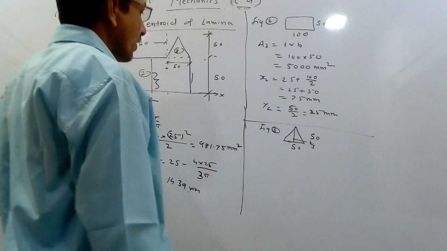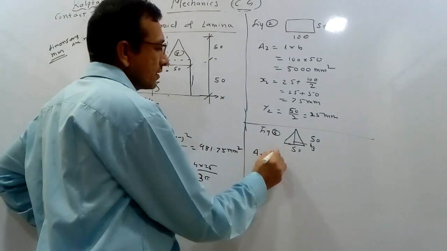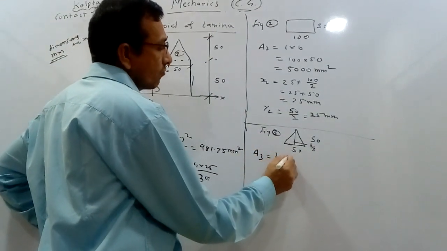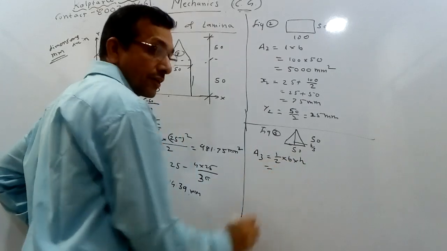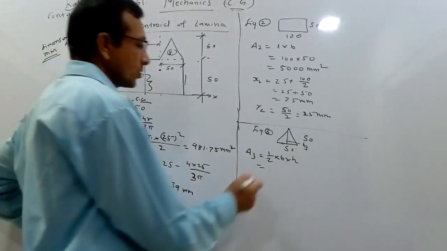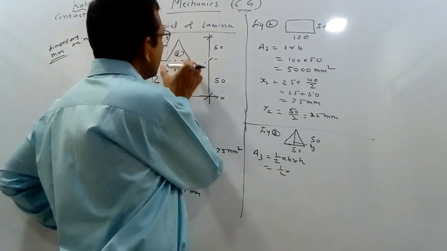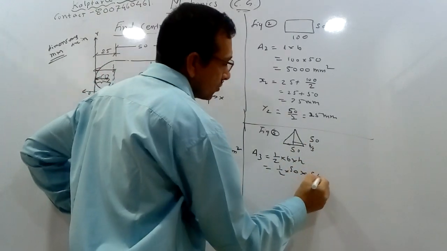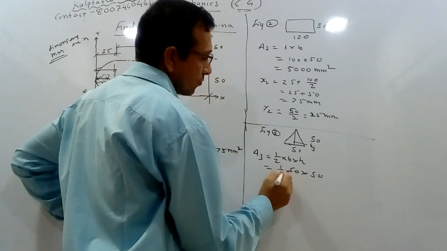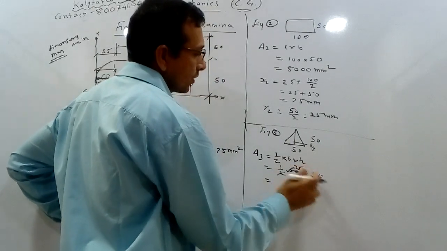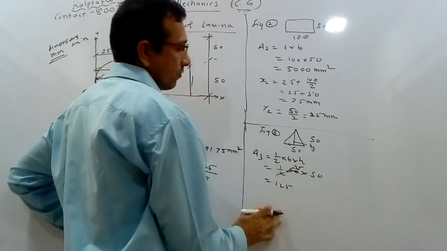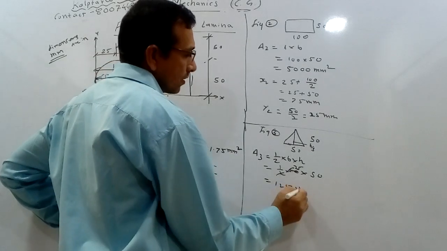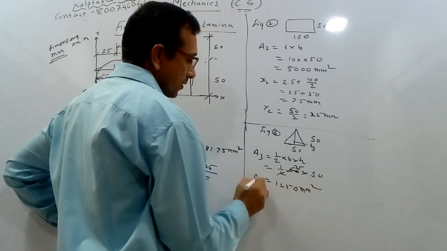So we have to find what? A3 first. What is A3? Half base into height, the area of a triangle. Half base into height. What is the base here? 50. What is the height here? 50. So 25 into 50, 25 times 5 is 125, one more 0 is there. So it is 1250 millimeter square.